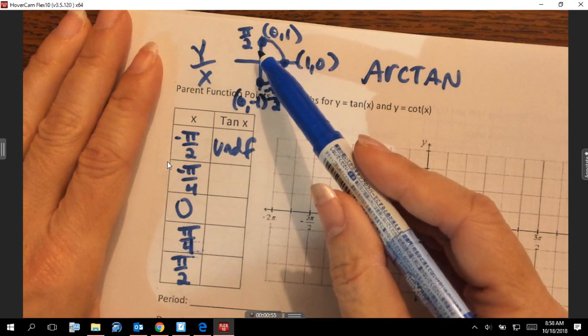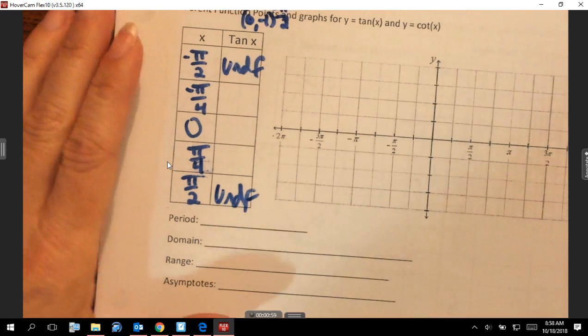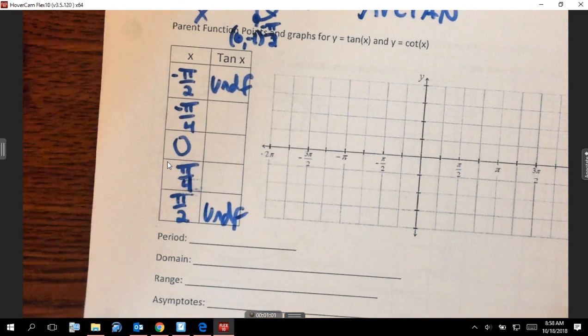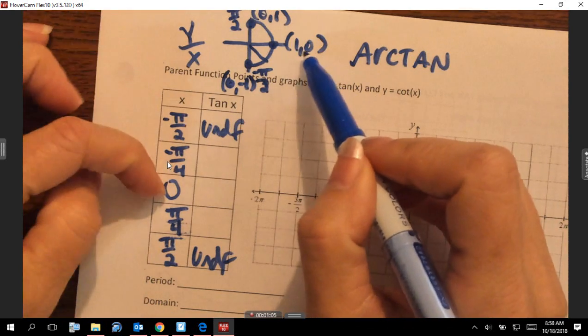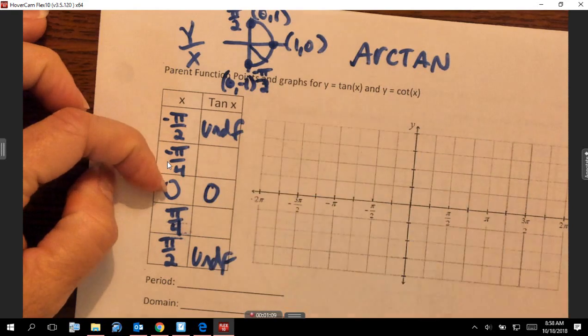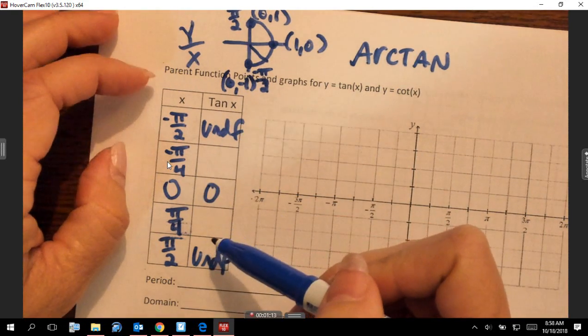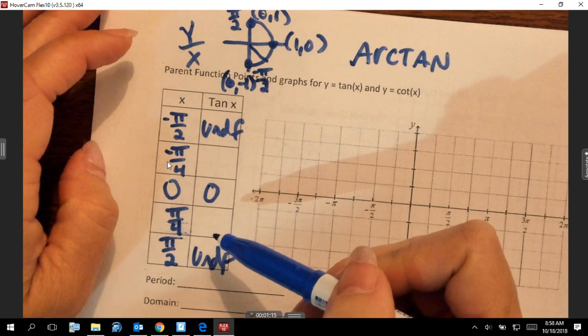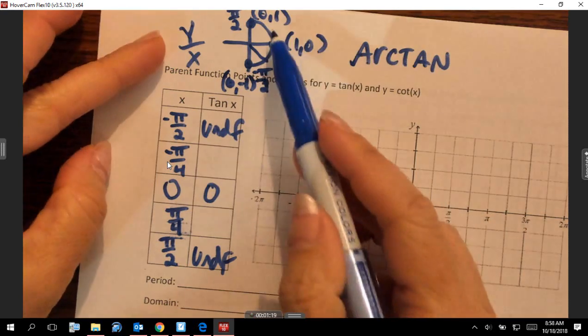Okay? Undefined, yeah. So the starting one and the ending one are undefined. How about let's go to 0, right in the middle. What's tangent? Y over x. 0. Okay. Now, negative pi over 4 and positive pi over 4. Tangent at any pi over 4s is where y and x are the same number. So it'll be 1 or negative 1, depends on which quadrant.